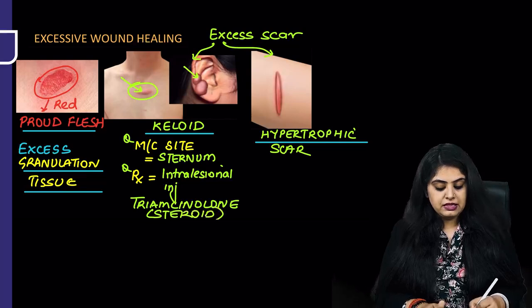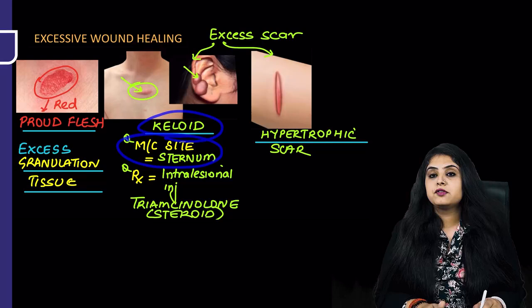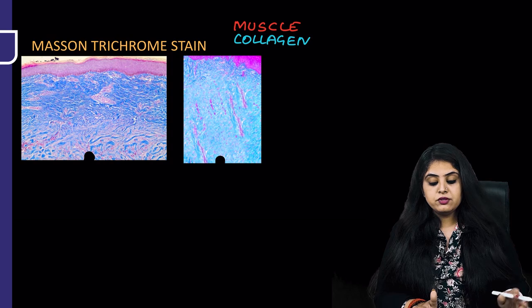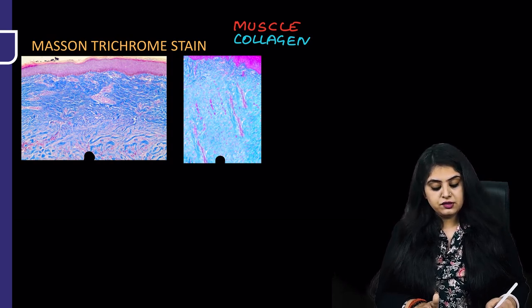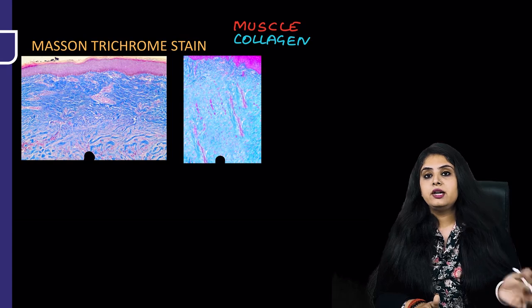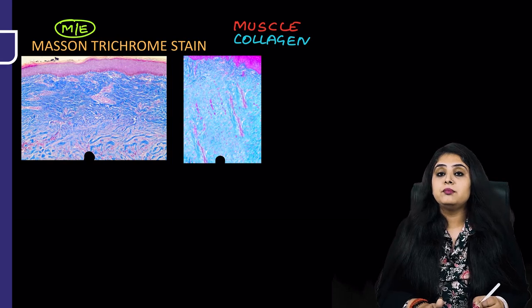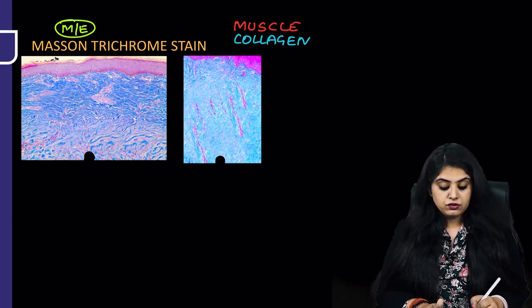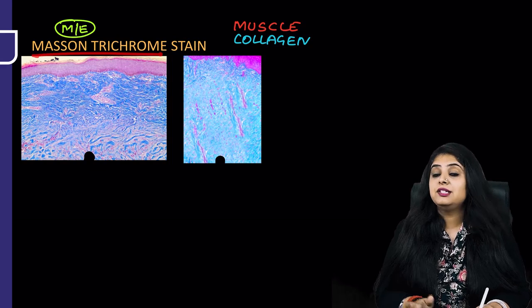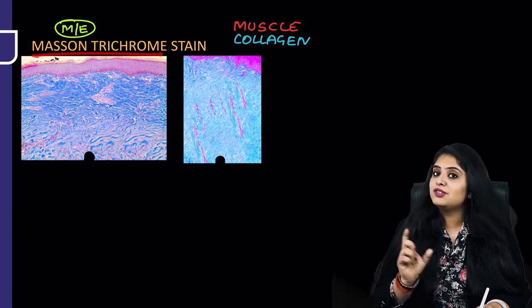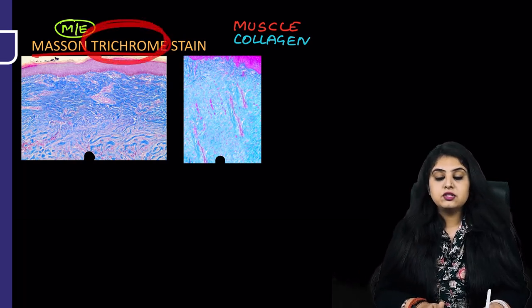Okay, so remember these are the two questions. Most common site of keloid is sternum. Injection of triamcinolone is given. One question for INI-CET aspirants is that if you want to look at keloid and hypertrophic scar microscopically, what stain do you use? We use the Masson trichrome stain. Please note, not Masson Fontana. Masson Fontana was chapter 1, melanin. Fontana, tanning of skin, was melanin. I'm talking about Masson trichrome.